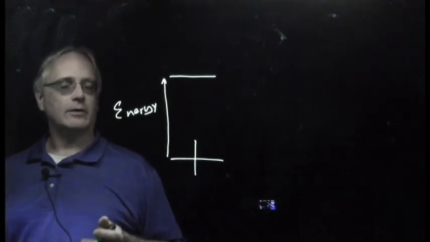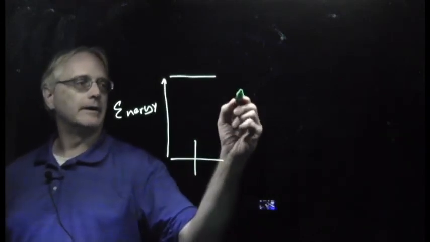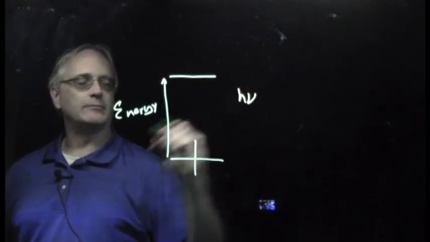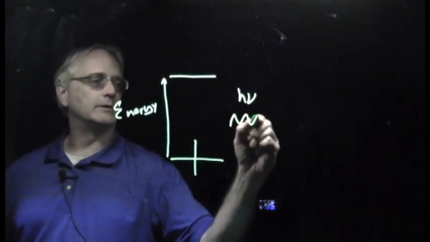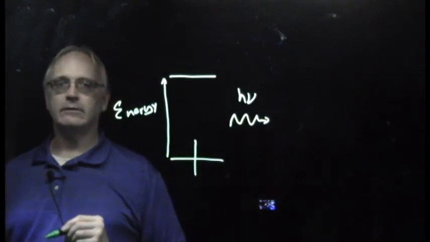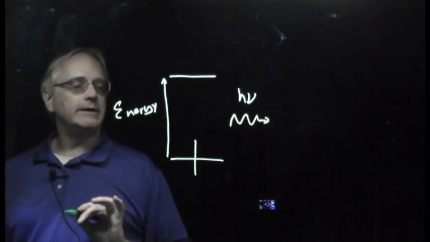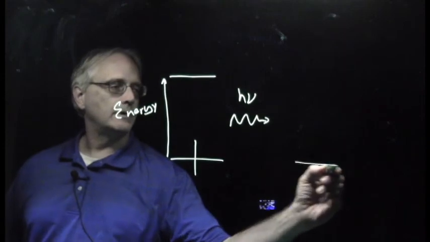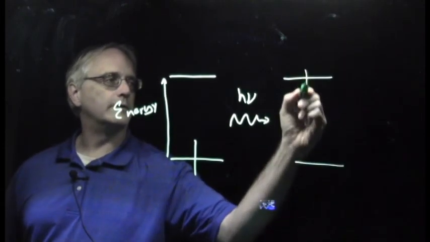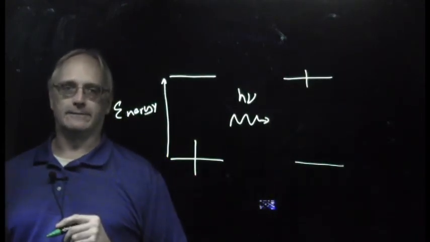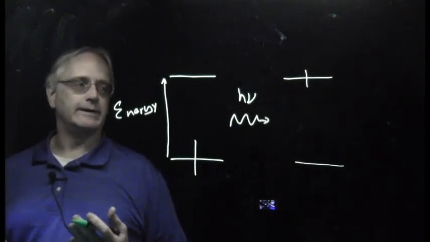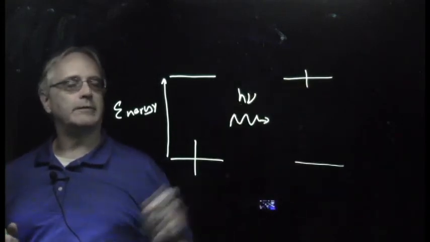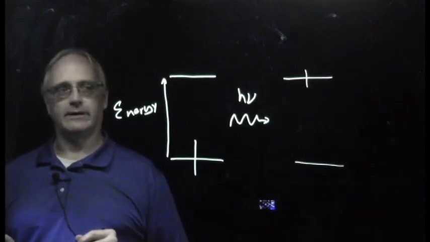Now what happens is light is going to come along. You'll see that sometimes symbolized h nu to represent a photon. Sometimes you'll see it symbolized by this little wavy arrow to indicate a light wave. But in either case, what happens is our molecule now jumps to the higher energy level. The photon, the light, has given its energy to the atom or molecule and caused it to make this jump to the higher energy state.